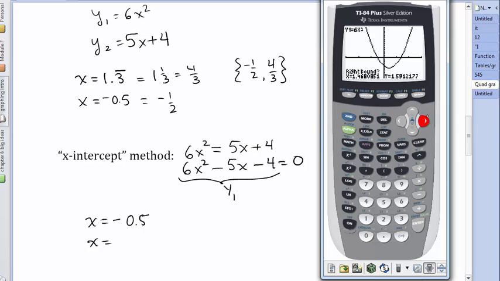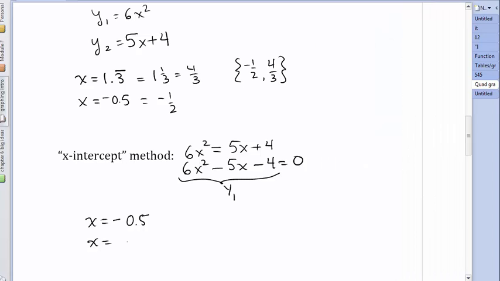Then it says right bound. That means move the cursor a little bit past where you want it. So a little bit to the right of where you want. And then guess means, well, put it as close as you can to the x-intercept and then press enter. And your calculator will tell you that that 0 is 1.3 repeating, which is the 4/3 that we had.